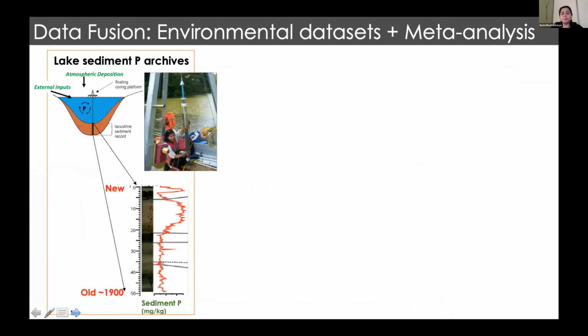I used meta-analysis of paleolimnological studies, so lake sediment records of phosphorus accumulation that have been dated by radioisotopes. So you have a chronological history of the past 100 years that you can use to understand how phosphorus evolved in lake ecosystems and their watersheds.